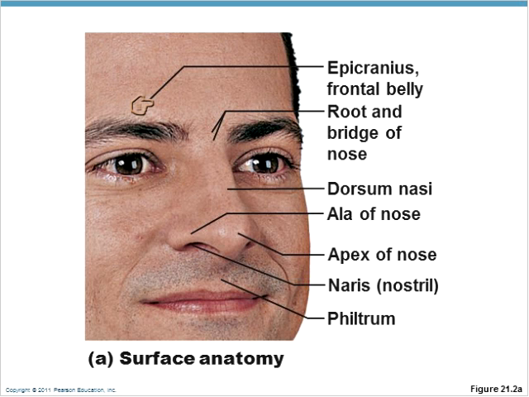So there's the epicranius, the frontal belly, the epicranius muscle. There's the root and the bridge of the nose right there between the eyes, as it were. We have the dorsum nasi, which is really the bridge of the nose proper. We have the ala of the nose, the alae, if you want to talk about both of them, which is really the flared edge on each side of the nose. We have the apex of the nose, which is kind of the point of the nose. The nares being the opening, one on each side. Also, there's the septum located in the middle, and then the little indentation just before the nose, which is called the philtrum.